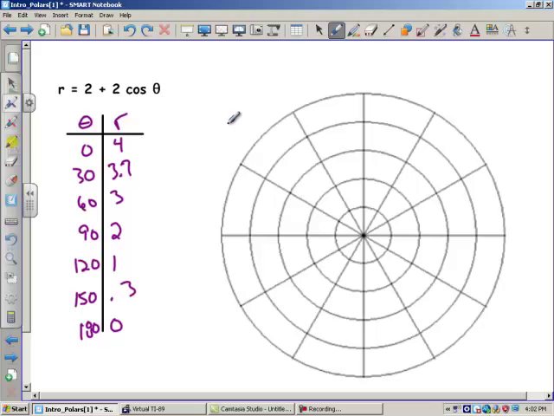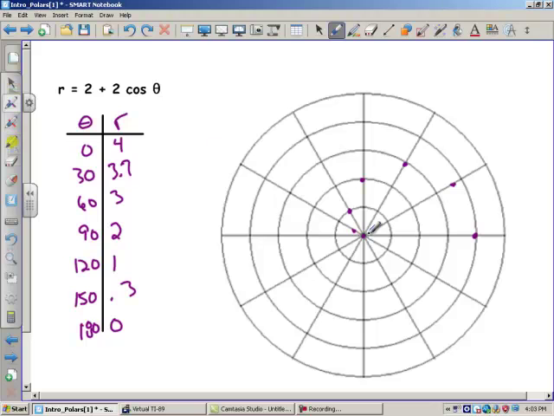So let's graph those. 0, 4. 1, 2, 3, 4. 30 degrees, 3.7. 1, 2, 3, and a little bit more. 60 degrees, I'm at 3, 1, 2, 3. 90, I'm at 2, 1, 2. 120 degrees, right here, I'm at 1. It's not negative, so I'm not going to go back this way. It's about right here. At 150 degrees, I'm about 0.3. And at 180, I'm right here at 0.